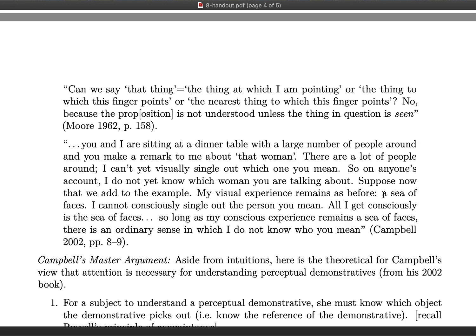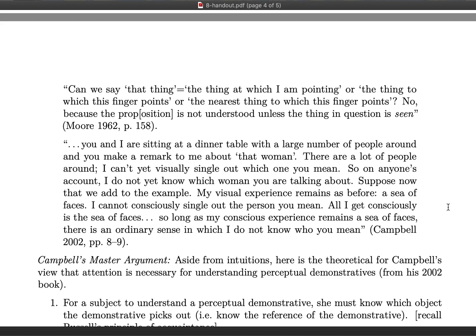But imagine that before I visually single out that person, my visual experience is of a sea of faces. So all you see in front of you are just a whole bunch of different faces, and none of them are being consciously singled out by your attention. So the woman who you're talking about might be in this sea of faces in my experience. But even if she is there, that doesn't mean that I'm able to understand what you're saying.